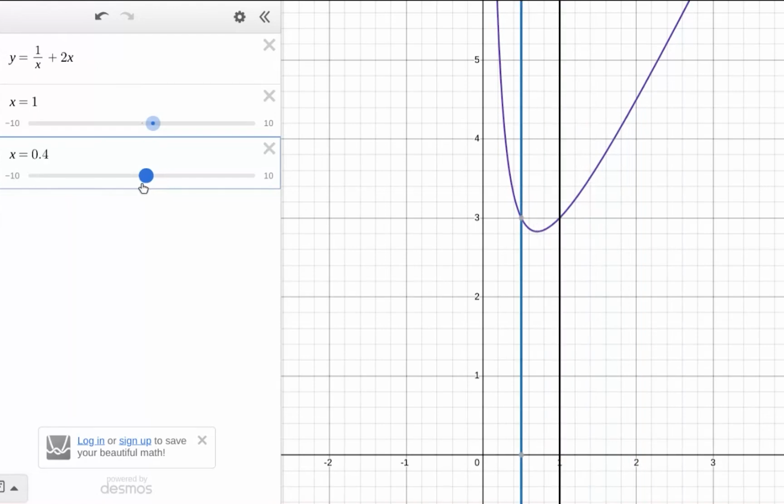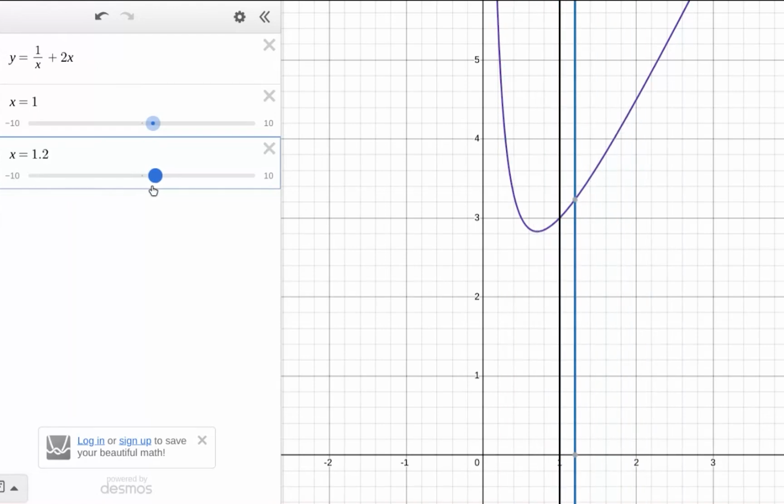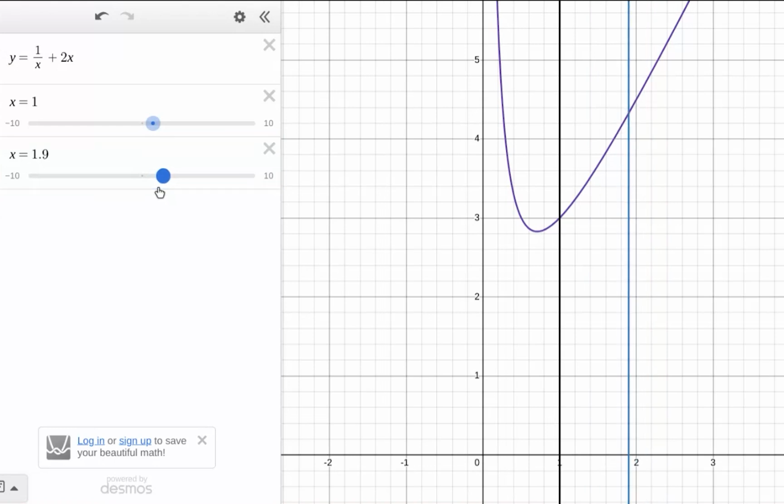Oh, you know what? I could just do the slider here. Okay. So it's going to be some number after 1, so we don't know where exactly it is yet. But we want to find the area of the region bounded, looks like between, this area in here. Okay, so it's going to be between 1 and c, underneath 1 over x plus 2x.